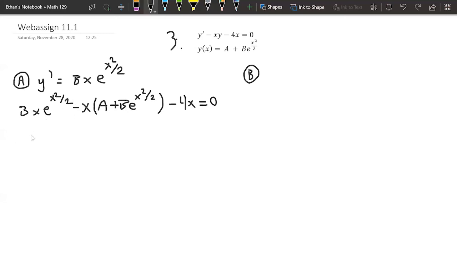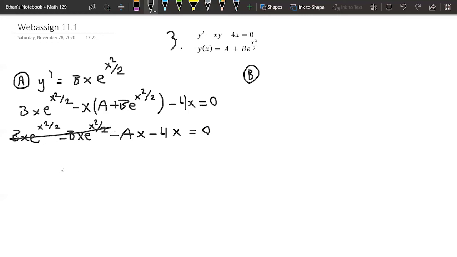We multiply that out, and we're going to get b times x times e to the power of x squared over 2, minus bx times e to the power of x squared over 2, which we get from multiplying this by negative x over here and adding it to that term. Make that a little clearer. Minus ax minus 4x equals 0. And as we can see, these two will cancel out.